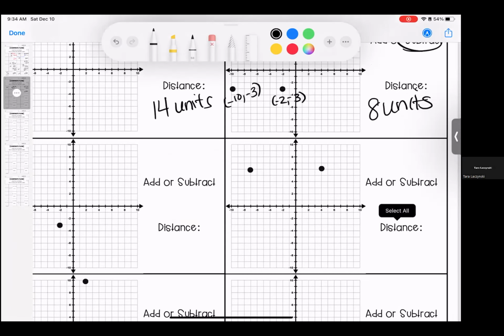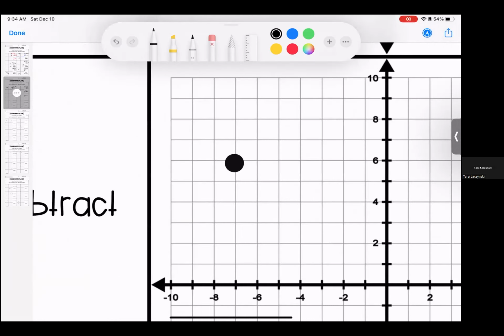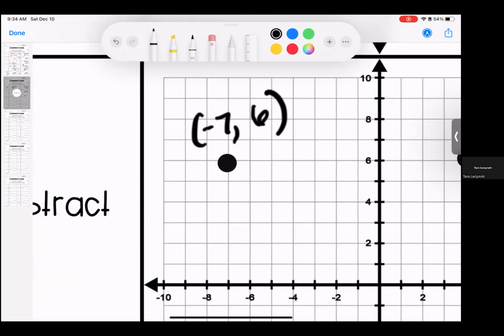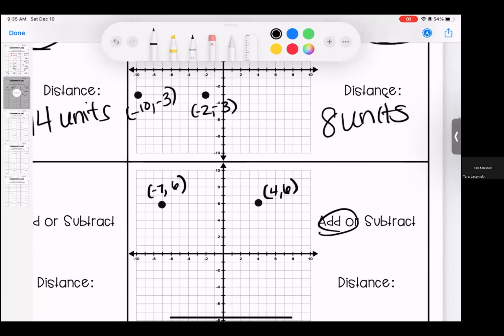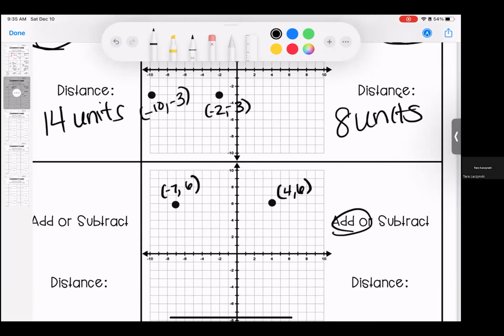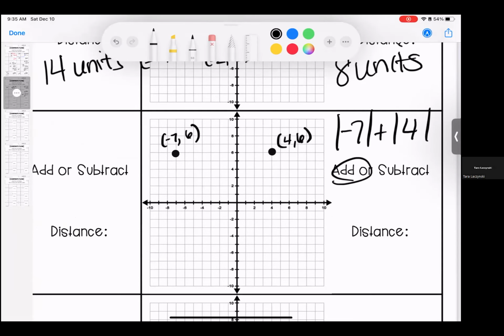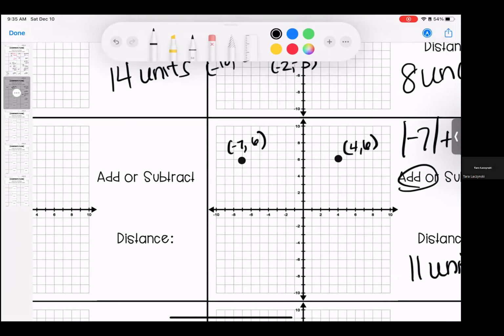They are in different quadrants, so I'm going to add these, zooming in. I'm going over to negative 7, and I'm going up to 6. Over here, I am going over to 4 and up to 6. My x's are different. Y is the same. I'm going to add the absolute value of negative 7 to the absolute value of 4. 7 plus 4 gives us a distance of 11 units.